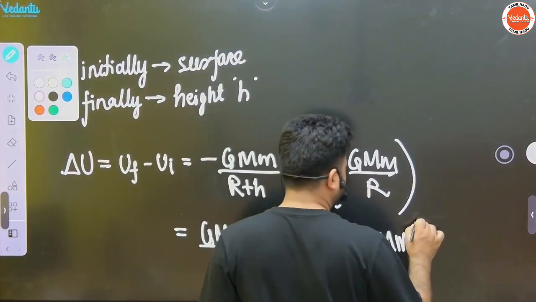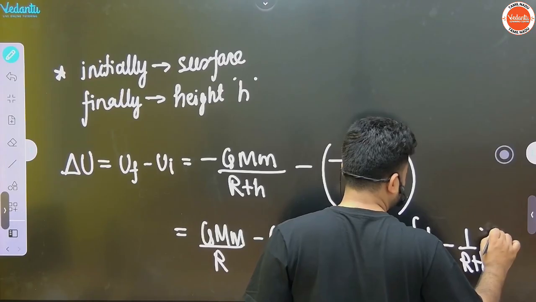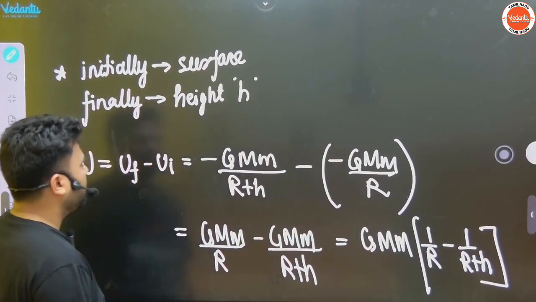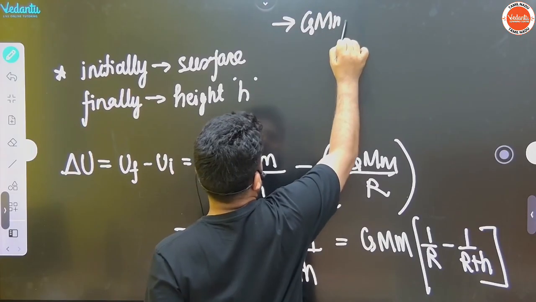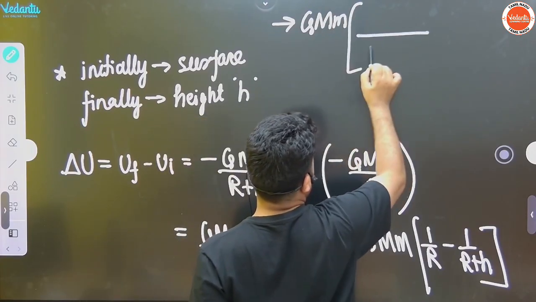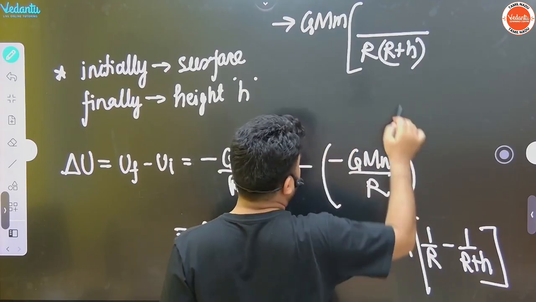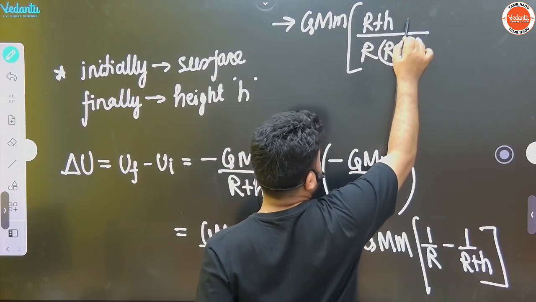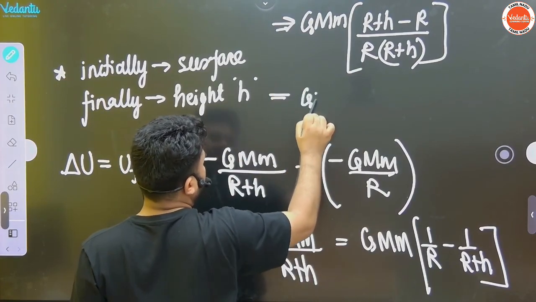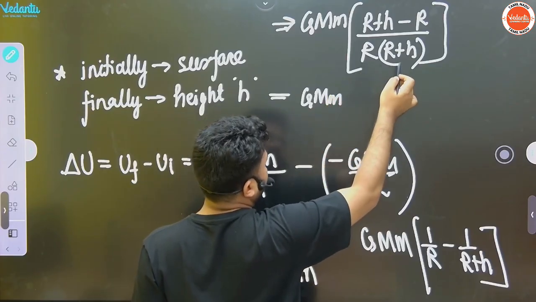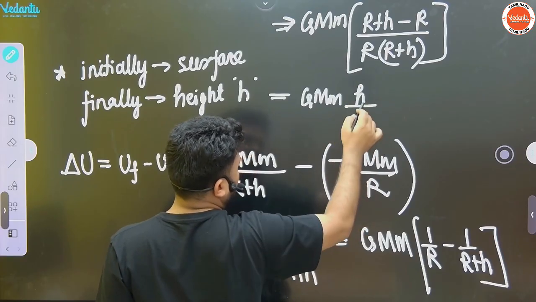GMm (1/R) minus 1/(R plus h). Now if you solve this, what will you get? See, I am writing here. So GMm, I will take the LCM, R into R plus h. So this will be R plus h minus R. So it will be GMm times (R plus h minus R, that is h), divided by R into R plus h.